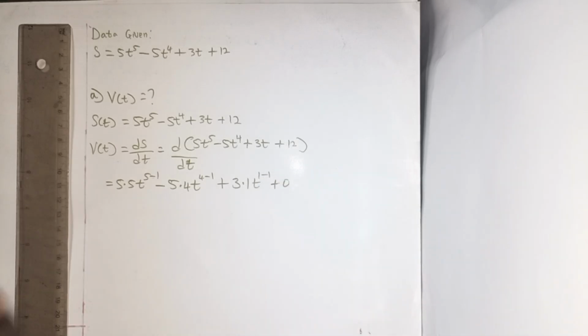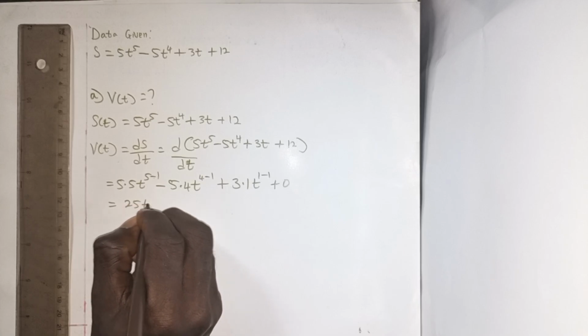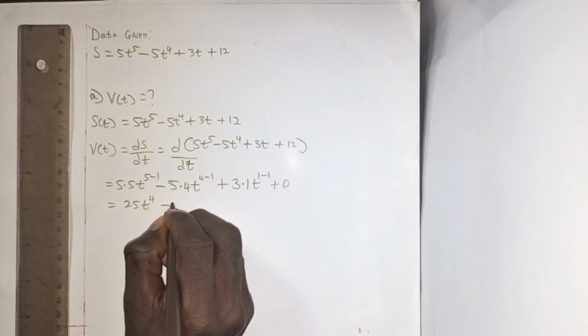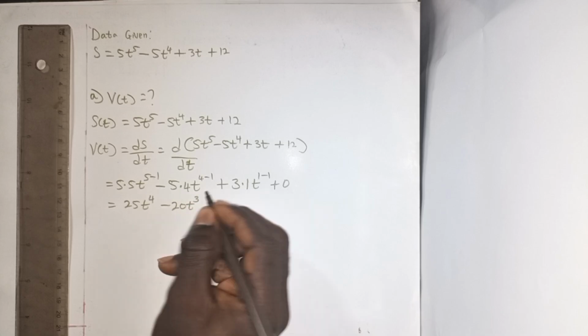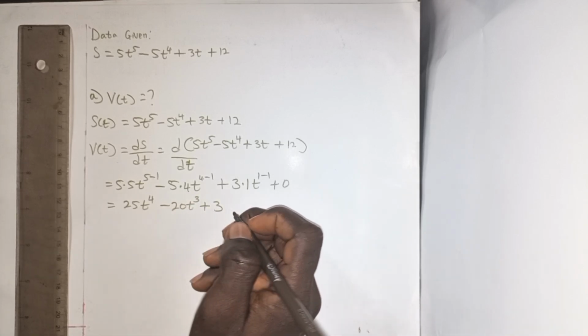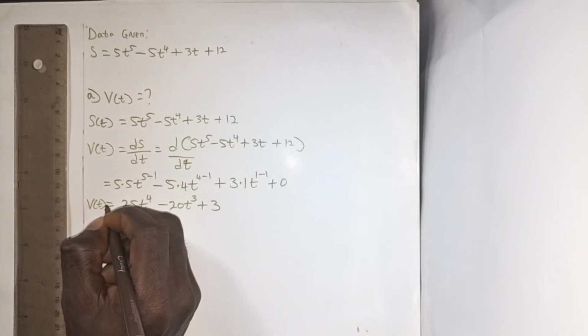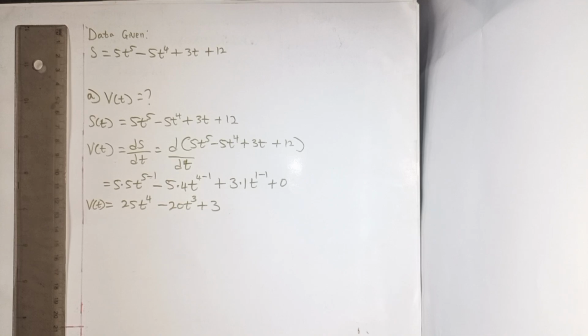So now we add them up. 5 times 5 is 25, 5 times 4 is 20, plus 3. So we have just gotten our velocity, the one we were asked to find. So our velocity is 25t^4 minus 20t^3 plus 3.